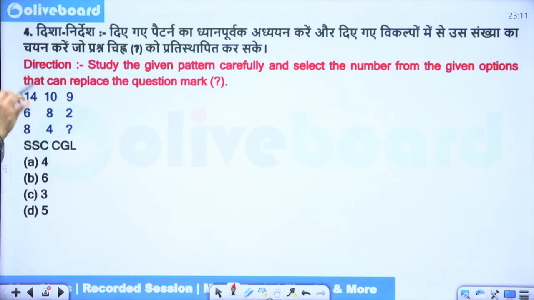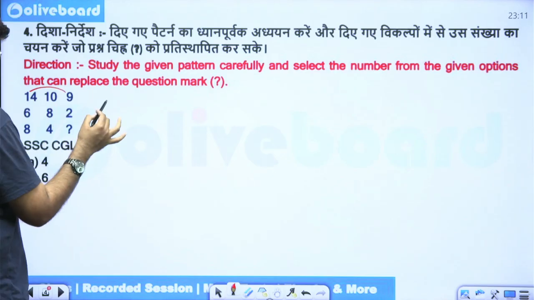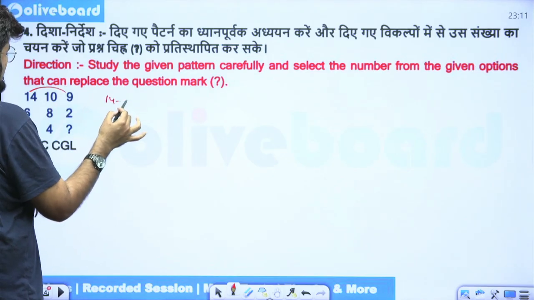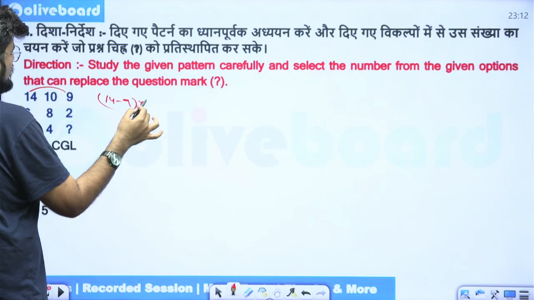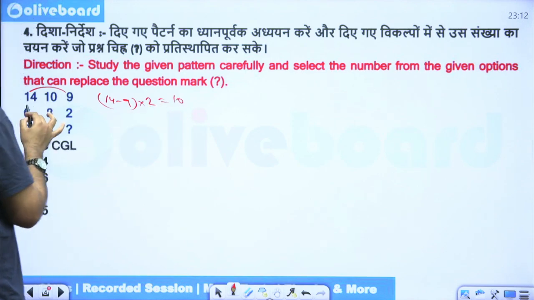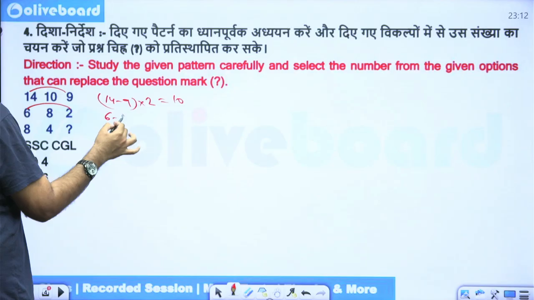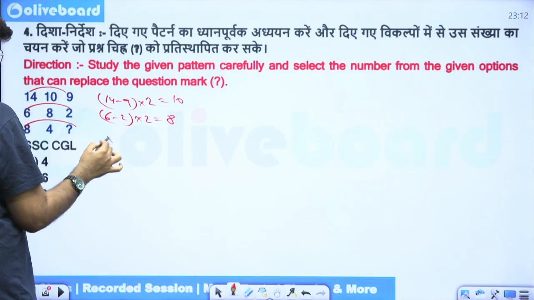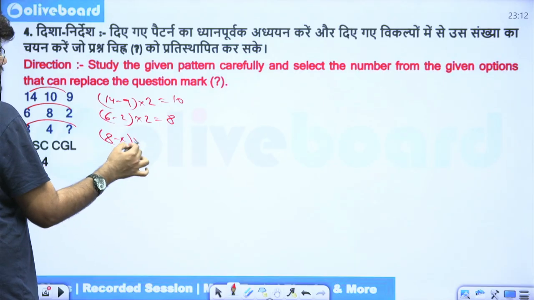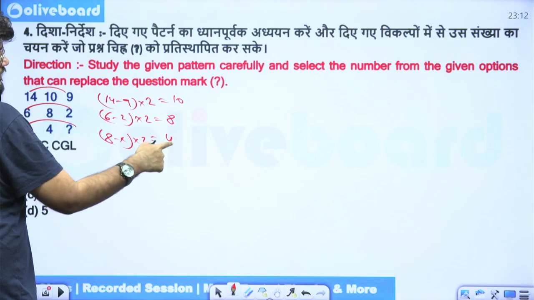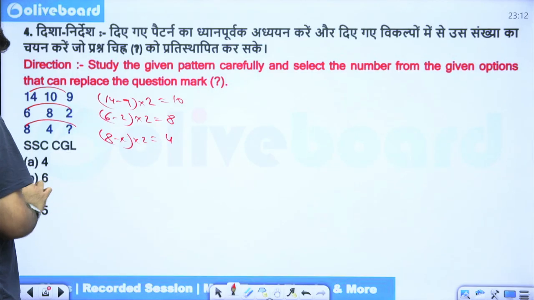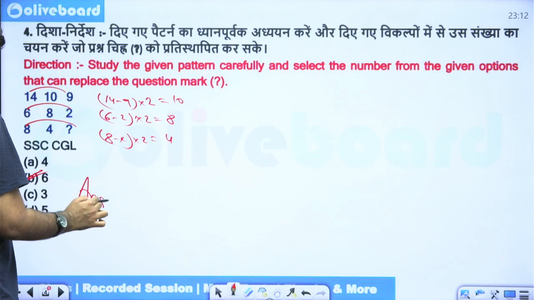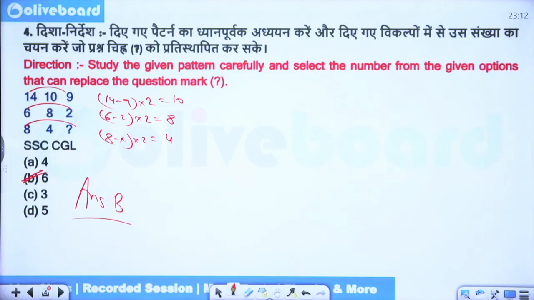See, quickly we can figure out 14 minus 9 difference is 5 into 2 is 10. Let's observe for the other one. 6 minus 2 is 4, multiplied by 2 is 8. So 8 minus x multiplied by 2 should be equal to 4. So 4 divided by 2 is 2 and 8 minus 2 is 6. So x is equal to 6. Okay. Next.